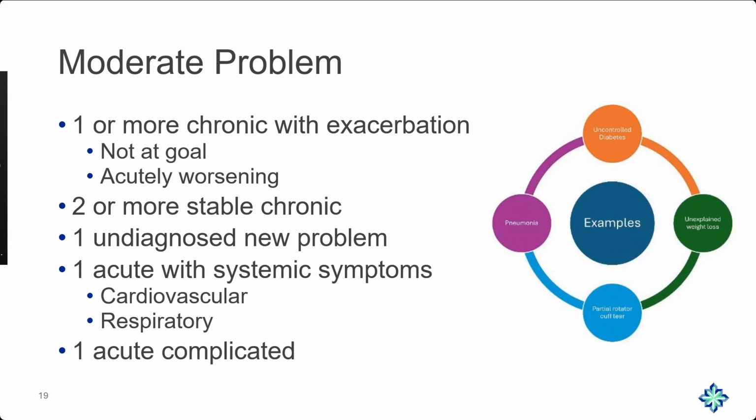Examples would include symptoms that are cardiovascular in nature, respiratory in nature, but you also need to consider what is the risk to the patient if those symptoms are left untreated. So, for example, a UTI with a fever. Depending on comorbidities, a UTI with a fever may be very low risk to the patient and may be a low problem. But if you have somebody that has urological issues, that could be a moderate level of problem because there is a higher risk of that problem being untreated.